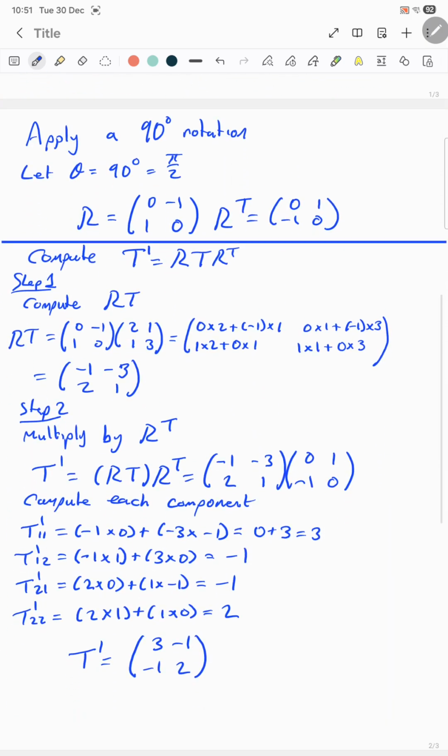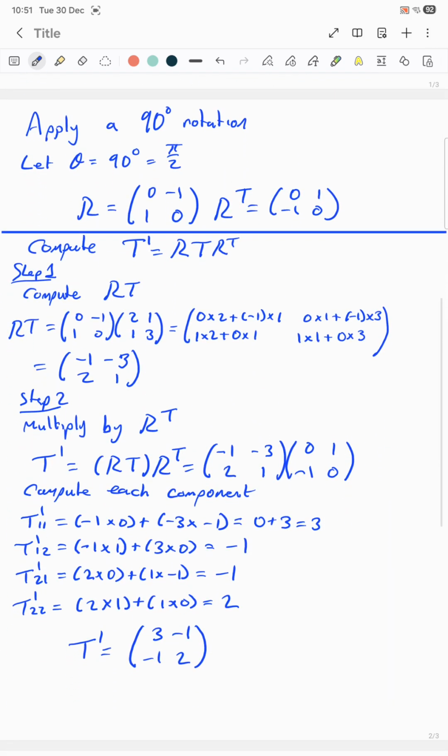Now we apply a 90-degree rotation. We will let theta equal 90 degrees. So we will have this. Then we compute T prime equals R T R^T. Now we compute the R T by simply multiplying them out, and we get this form. Then for our step 2, we multiply by R^T, so we get this.